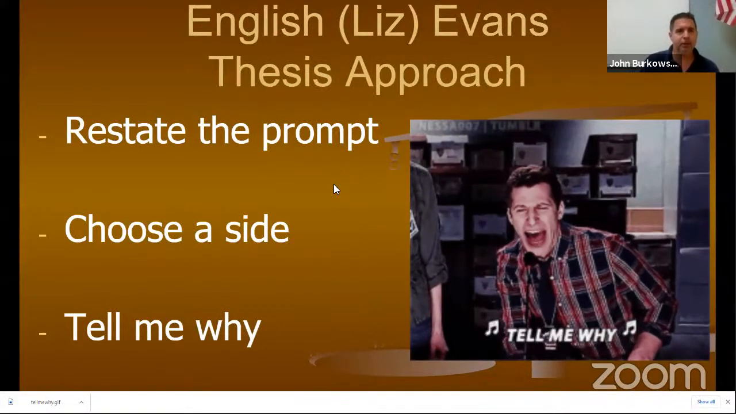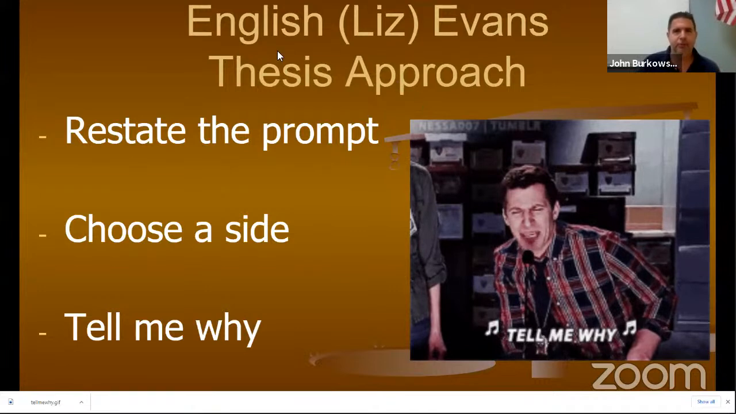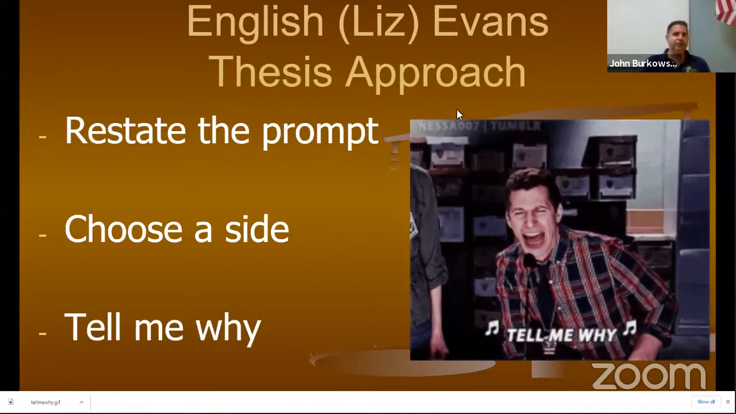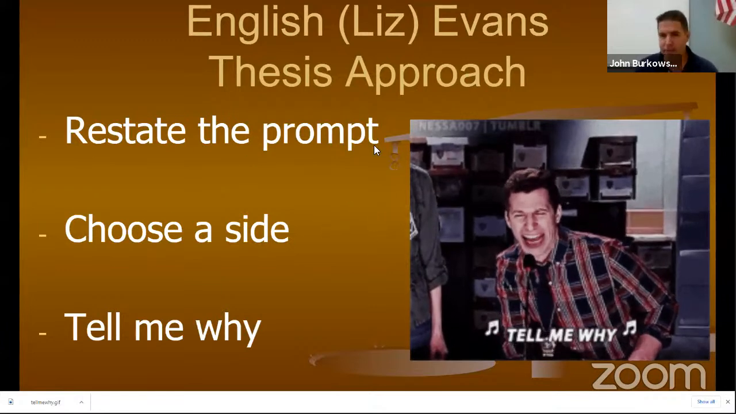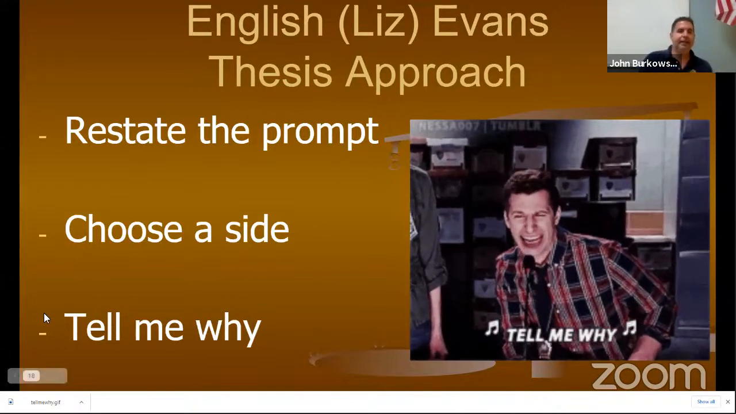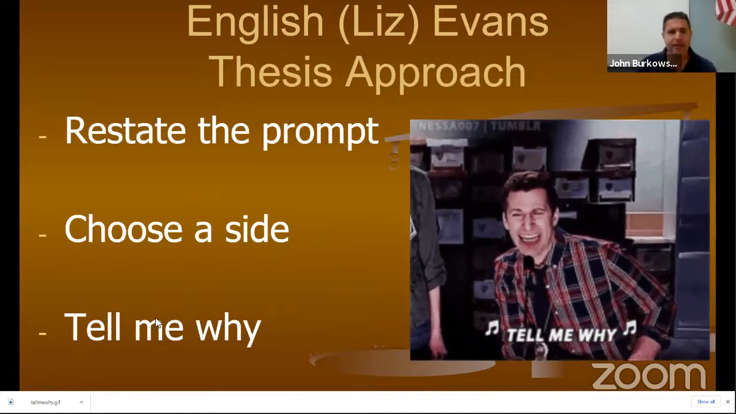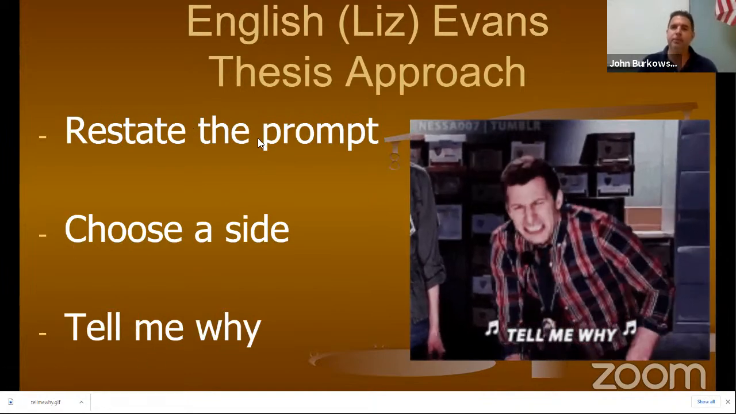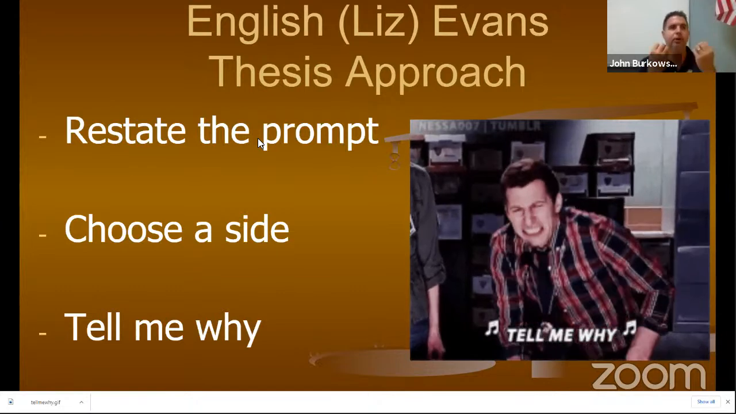Can't keep it simple. My good friend here, Liz, I'm going to use her approach real quick. All right, English Evans thesis approach. She recommends to restate the prompt and to choose a side and then tell me why, which in essence is the defensible claim, choosing a side, and then telling me why is your line of reasoning. And restating the prompt helps you focus on answering the prompt and gives the reader a sense of, all right, they're explicitly trying to address the question here.